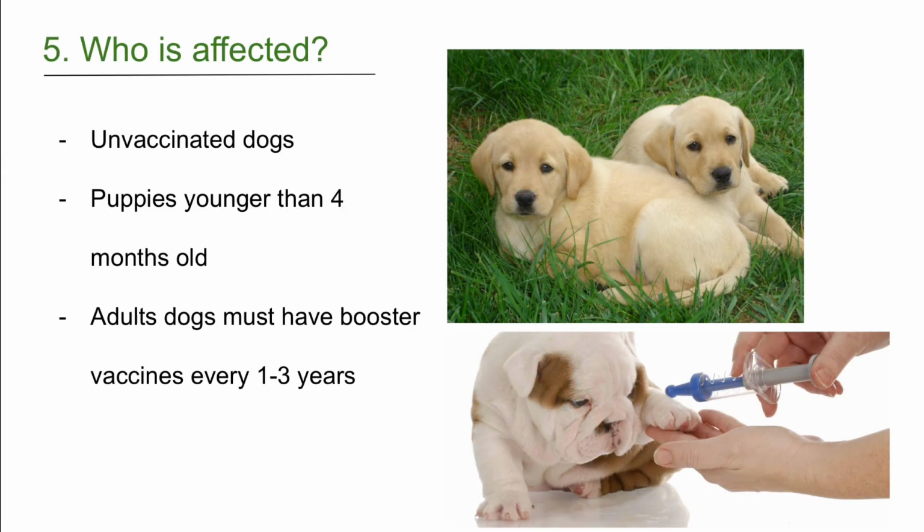Number 5. Who is affected by parvovirus? Unvaccinated dogs and puppies that are younger than 4 months old are very prone to getting this virus. With or without a vaccine, any dog could get parvovirus. Adult dogs must have their booster vaccine every 1 to 3 years.